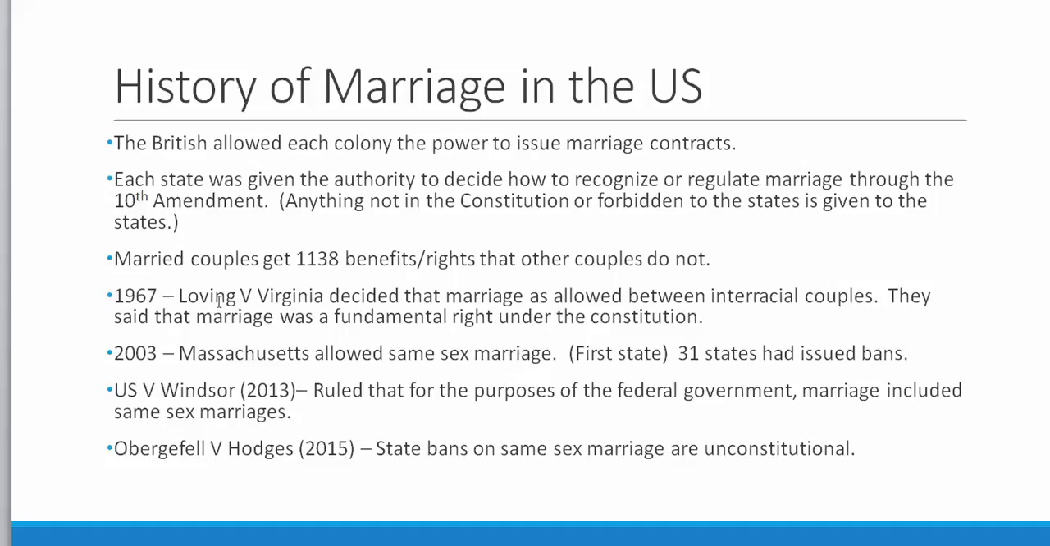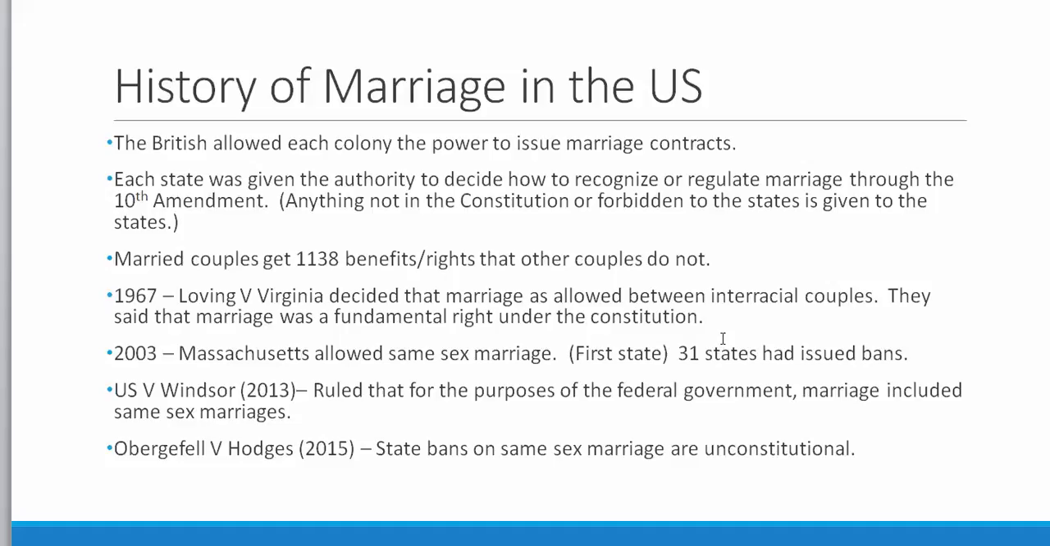Another important case was Loving versus Virginia, which is in 1967. Basically said that marriage should be allowed between interracial couples. It was one of the fundamental precedents used in the recent case in same-sex marriage, because they said that marriage was a fundamental right. So if it's part of a fundamental right, then it's part of your privileges and immunities under the 14th Amendment. That the government could not take away that right or treat your union different from somebody else.